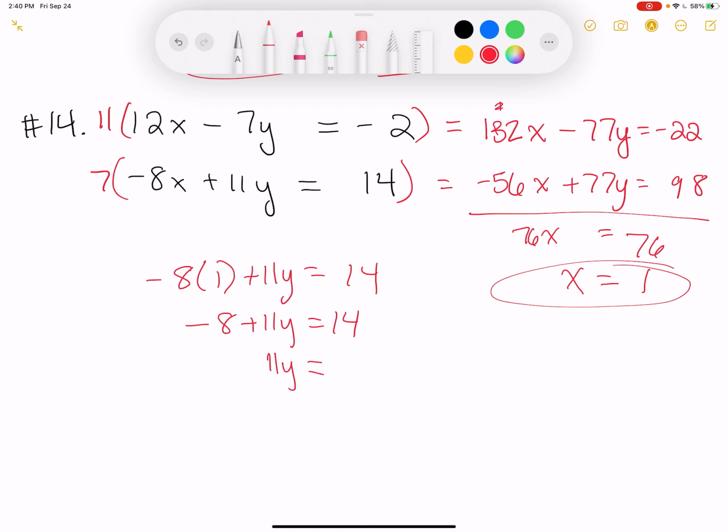11y is equal to 22. So y is equal to 2. So it is (1, 2).